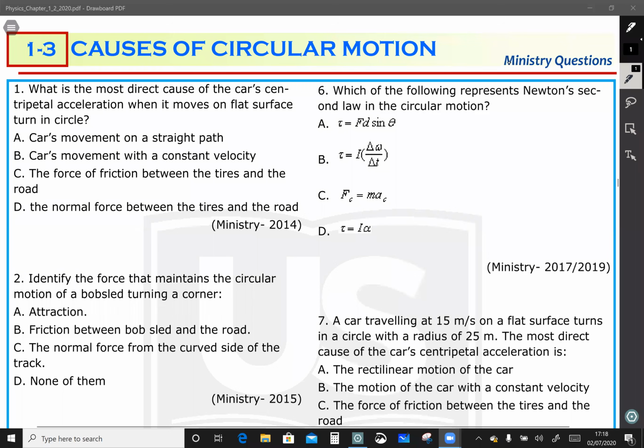All right, let's solve ministry exam questions about chapter 1, section 3, which is about the causes of circular motion. The first question: what is the most direct cause of a car's centripetal acceleration when it moves in a circle on a flat, which means horizontal, surface?